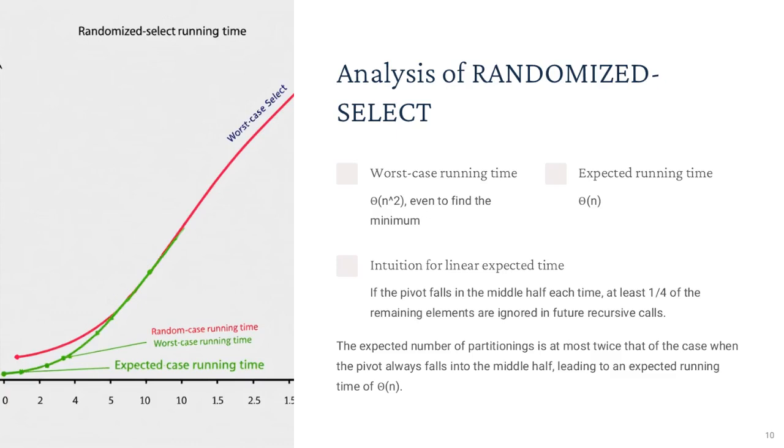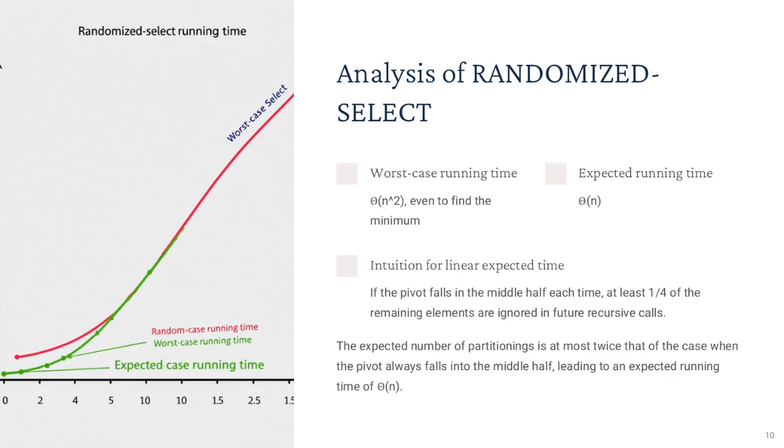The randomized select algorithm has a worst-case running time of big theta of n squared, similar to quicksort, but its expected running time is linear. The intuition behind this efficiency lies in the behavior of the pivot. If the pivot consistently falls within the middle half of the array, at least 1/4 of the remaining elements are ignored in subsequent recursive calls.